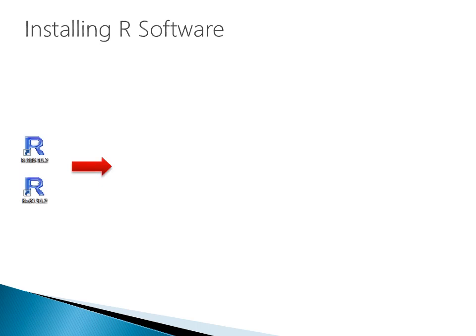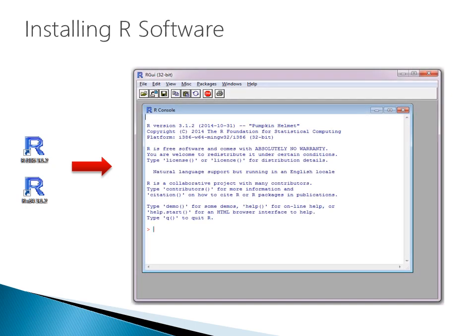Once we've done this, we'll have a couple icons sitting on our desktop. In this case, we have Ri386 and Rx64. And the x64 represents our 64-bit version of R. The i386 is our 32-bit. So if you double-click on one of these icons, you're going to open up the R interface and the console. And this is what you're going to see.